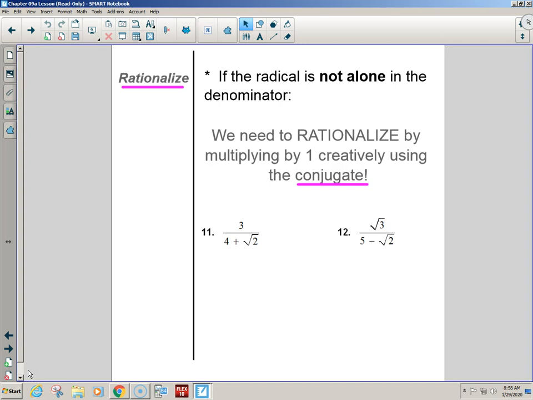Andrew, go. If the radical is not alone in the denominator. Okay, pause.